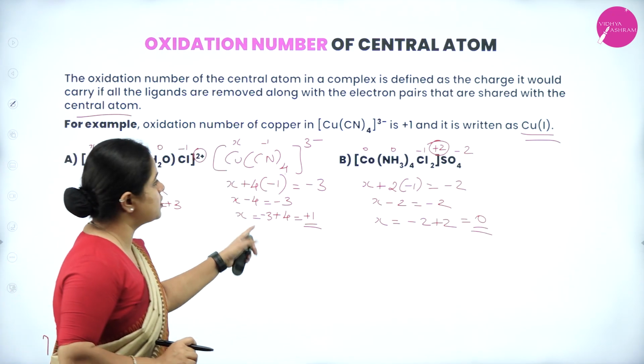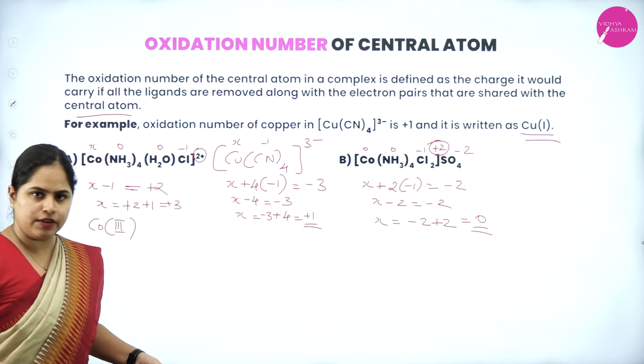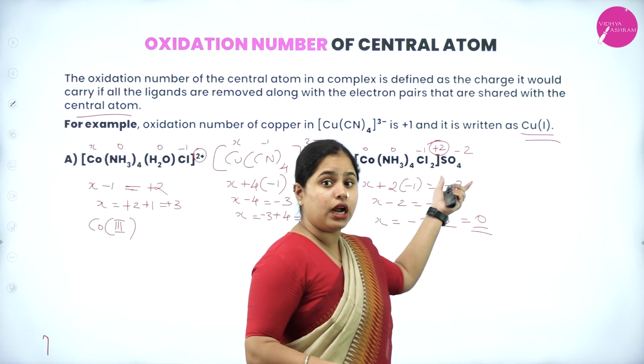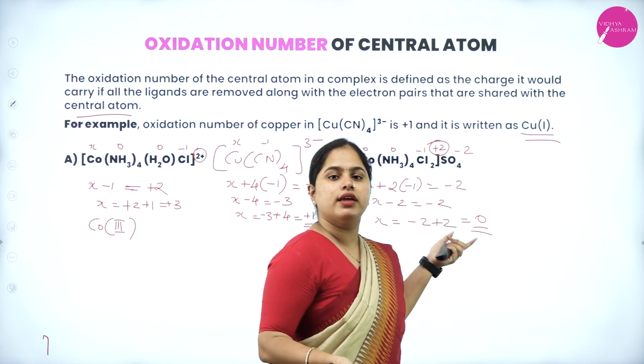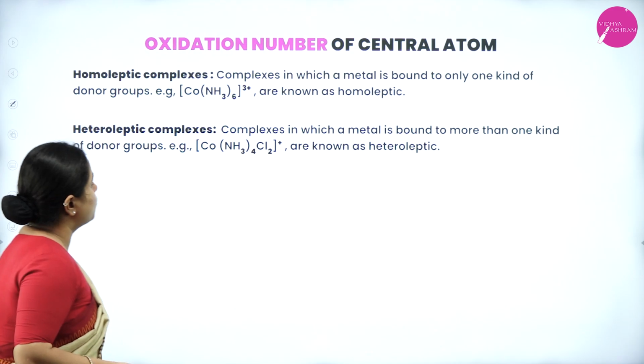So in both these cases, we did not have to calculate the charge on the coordination sphere because it was already given. But in this case, there was a counter ion. So I do have to calculate the charge on the coordination sphere as well. Okay. So now moving on to the next one.